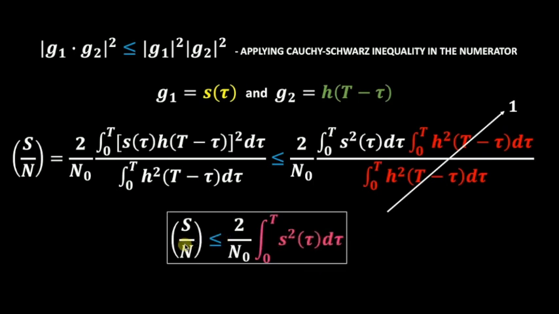Therefore, the signal to noise ratio, take note, will now always be less than or equal to 2 over n naught, integral from 0 to t. This is now the remaining term from our numerator, s square of tau d tau.